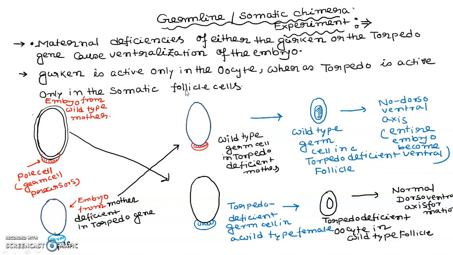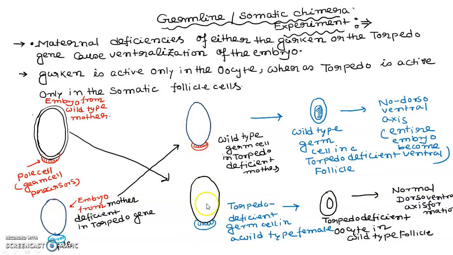What is that actually? See that there are two. We know that pole cells, these are pole cells. Pole cells are actually germ cells, precursor cells. Now these are embryos from wild type mothers, and these are embryos from mothers deficient in the Torpedo gene. Now what is the experiment doing here? Now the pole cells are being interchanged. Now here these are mutant embryos from mothers deficient in the Torpedo gene, and these have normal pole cells. These are wild type pole cells.